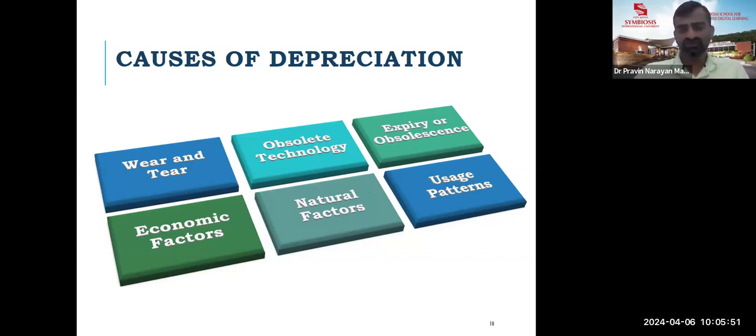Also, what does inflation do? Inflation reduces the purchasing power of money. If inflation increases, our purchasing power of money over a period of time will decline. So the economic factor we have to consider at the time of calculating depreciation. Then we can say natural factors. Natural factors like environmental conditions, the weather, and natural disasters can accelerate the depreciation of the value.